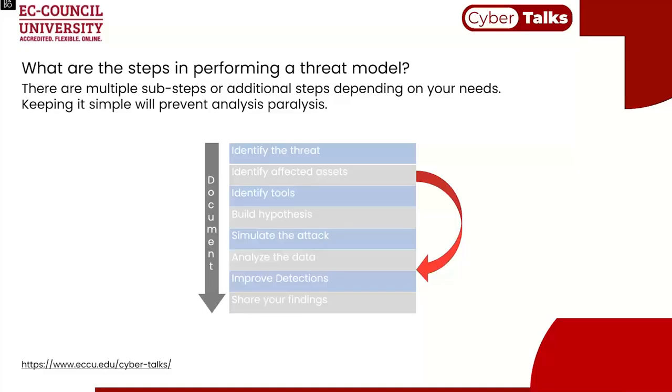And don't pay attention to the colors of the steps. They don't mean anything. It just looks better than it all being the same. But all of these steps are important. Some are more critical than others. Identifying the threat, developing a hypothesis, and sharing your findings are arguably the most important because they drive the effort. Documentation gets its own arrow because it's key. Otherwise, you're just modeling a threat for the sake of it, and you'll have nothing to show at the end.